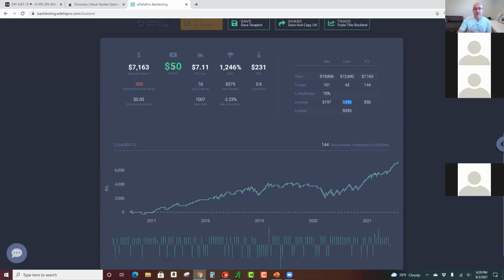So this average of $50 doesn't mean that each week you'll make $50. I just want to be clear. This is just the expectancy when you average that over time. In this case, we had a 70% win rate. It took 144 trades, excuse me. You'll see that the max loss was $595, or the largest loss, I should say.